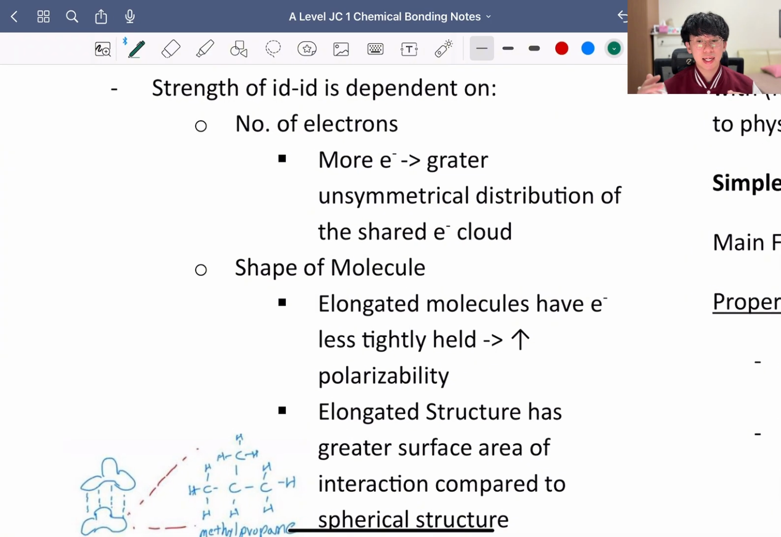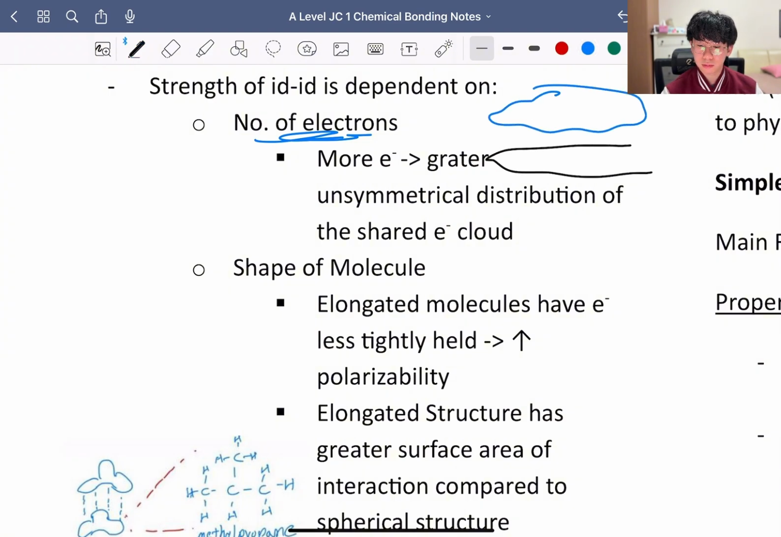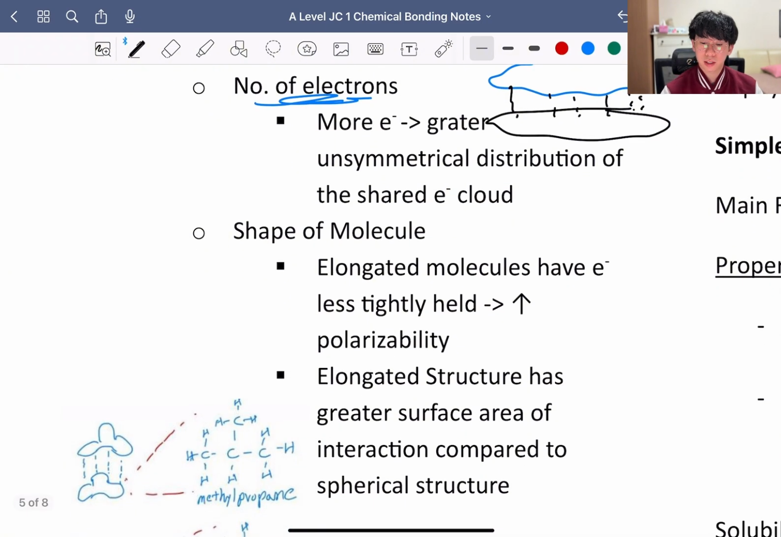So the strength of your ID-ID is very dependent on the number of electrons, right? Because as I said, when I talk about electron clouds, if I want more interaction, I'll need a bigger electron cloud compared to a smaller one, right? And there's a typo over here.